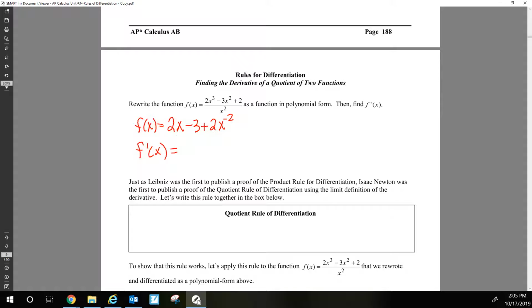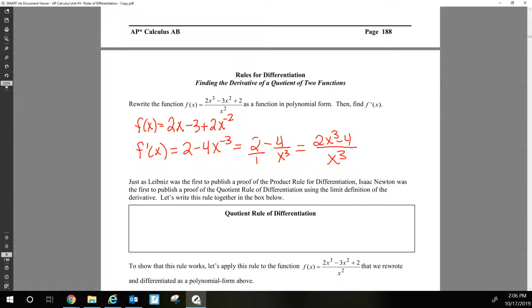So the derivative of 2x is 2, derivative of 3 is 0. Derivative of 2 times x to the negative 2 would be negative 2 times 2, which is negative 4. X to the negative 2 minus 1 is negative 3. So this would be 2 minus 4 over x cubed, which would be 2x cubed minus 4 over x cubed. If I found a common denominator of x cubed, multiply this guy by x cubed, and then minus 4. So there is our derivative.